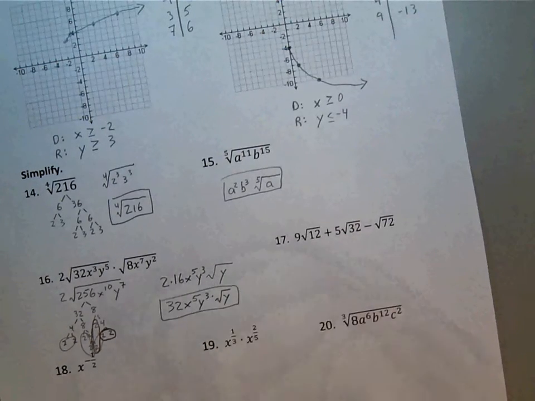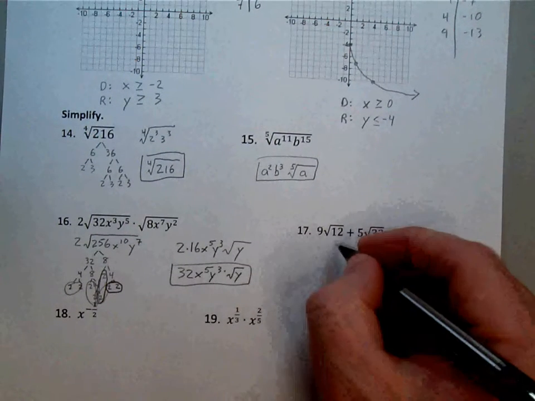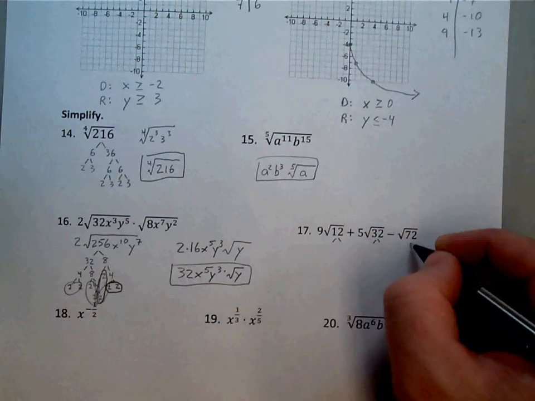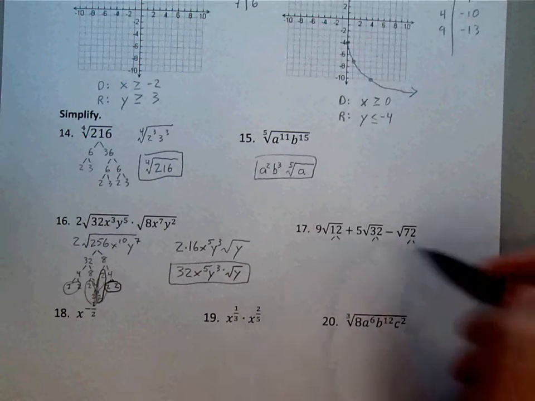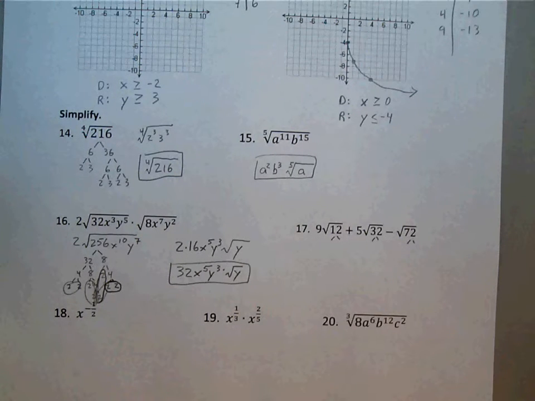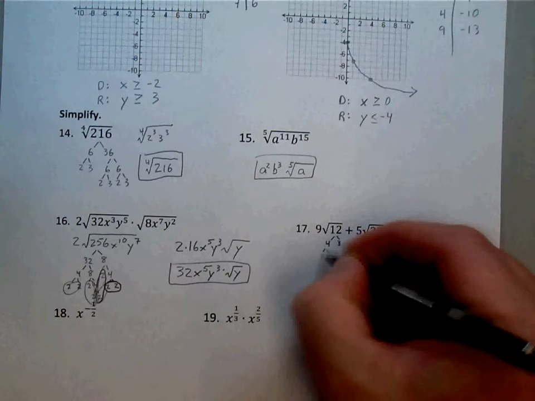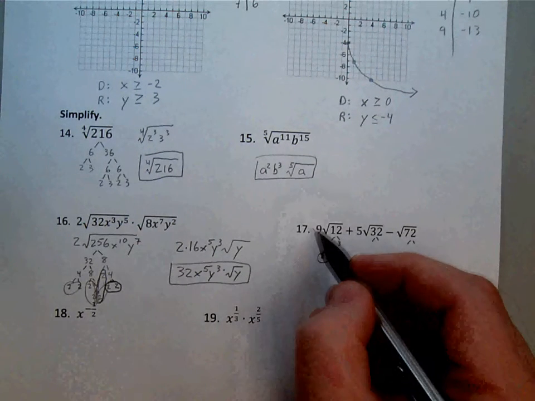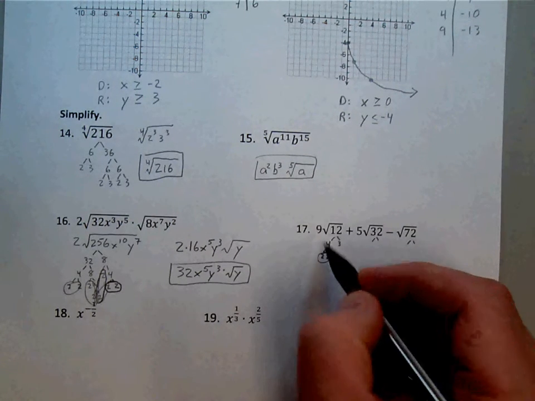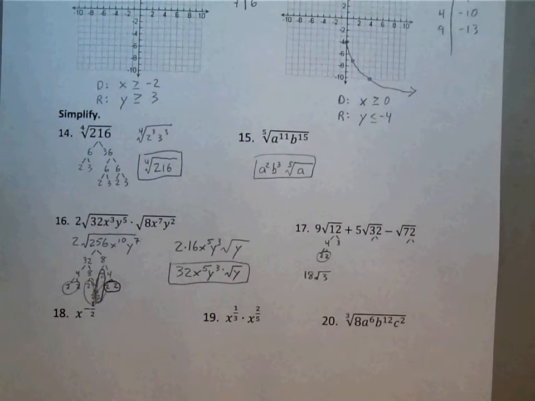Oh, sorry. Number 17. I'm going to factor tree the square root of 12, square root of 32, and square root of 72. Since this is not a multiplication problem, I have to do this. I can't add or subtract unless the square roots are the same. And they're not. 12, 32, and 72 are different numbers. So let's see what we can do this way. So on the first one, I get a pair of 2, so I get to pull out a 2. There's already a 9 there, don't forget. So pull out a 2, 9 times 2 is an 18. And I'm left with a 3 inside the square root.